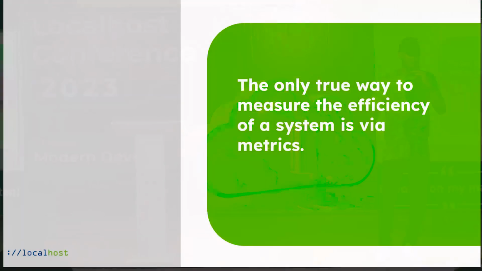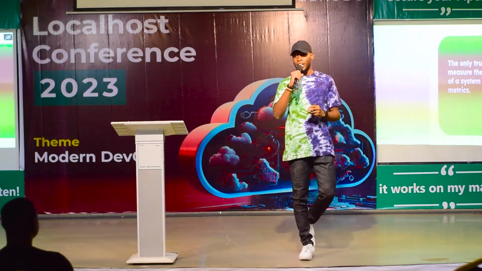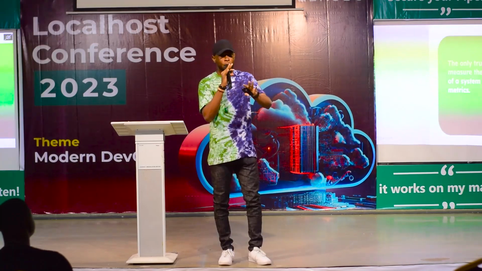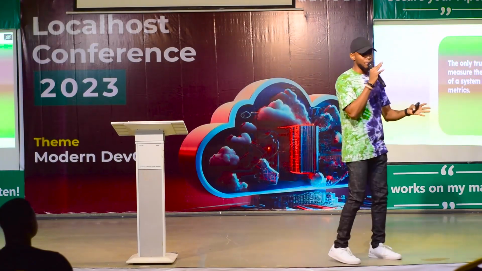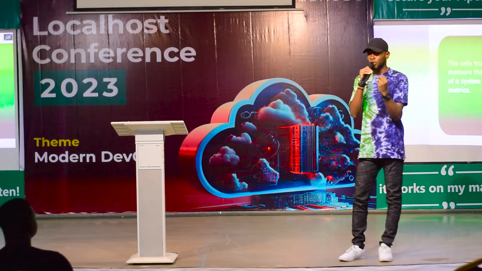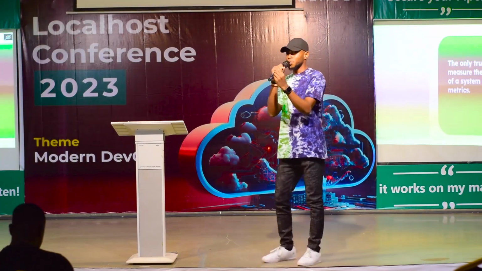When you have a system, the only way you can know how reliable that system is, is via the system metrics. That is just what it is. So if I have a system and I tell you, all right, my API is 99% available, what does that mean? You get my point. My API is 99% available. What does that mean exactly? You need concrete metrics to tell you that this particular system is reliable as such.